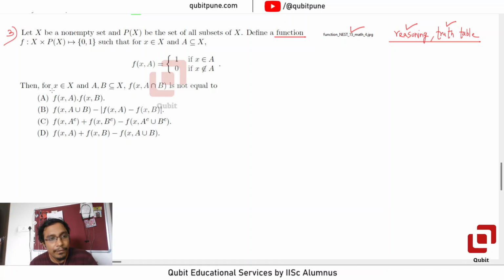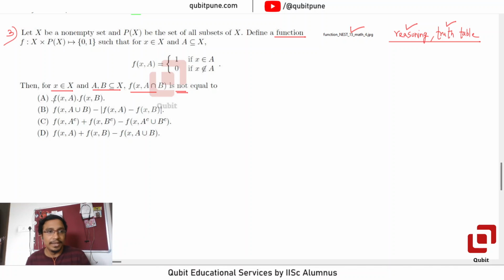Then for x belonging to X and A, B being subsets of X, f of (x, A intersection B) is not equal to: option A, f of (x, A) into f of (x, B); option B, f of (x, A union B) minus mod of f of (x, A) minus f of (x, B); option C, f of (x, A complement) plus f of (x, B complement) minus f of (x, A complement union B complement); option D, f of (x, A) plus f of (x, B) minus f of (x, A union B).